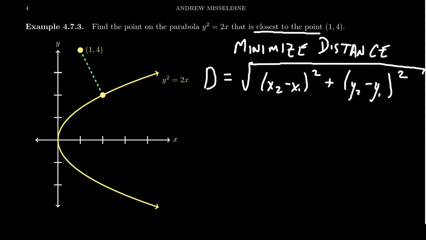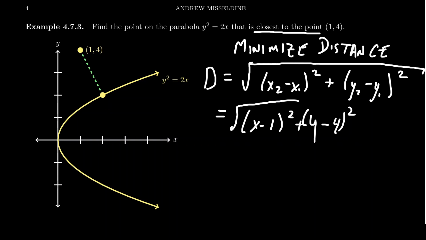Well, one of the points is fixed. It's the point (1, 4). So really, we're looking at the square root of x minus 1 squared plus y minus 4 squared. And we go from there. And so this is the distance we're trying to minimize. Now, at the moment, it has the two variables x and y. We'll come back to that in just a second.